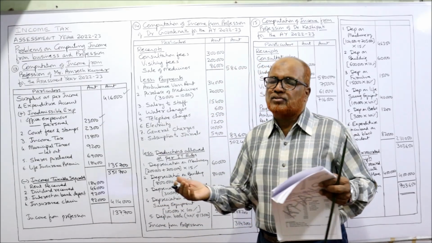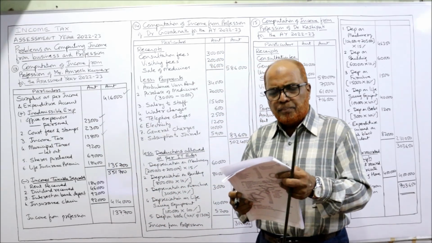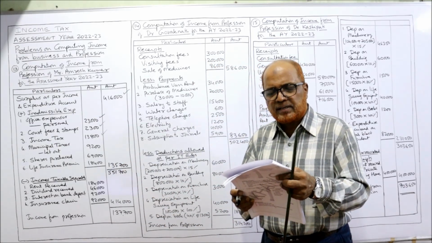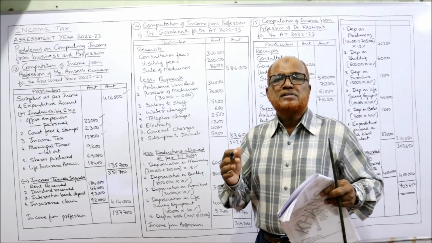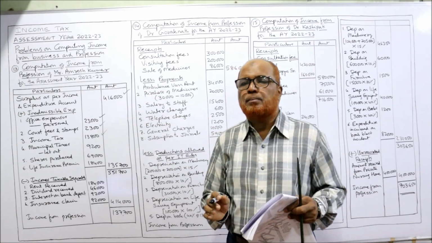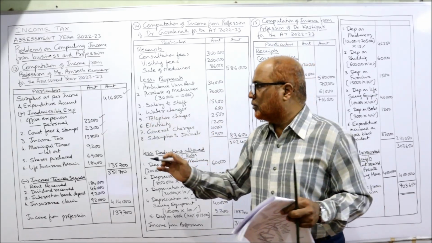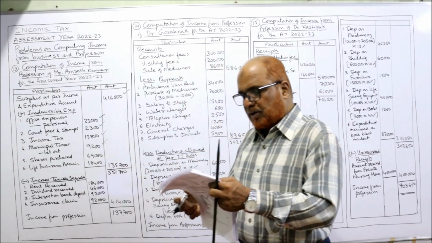Then income tax, specifically disallowed in every problem. Then printing and stationery allowed, municipal taxes let out. That means they are having some property which is let out. On that property, municipal taxes are paid. It is not related to profession. So disallowed. Municipal taxes, let out property, disallowed.